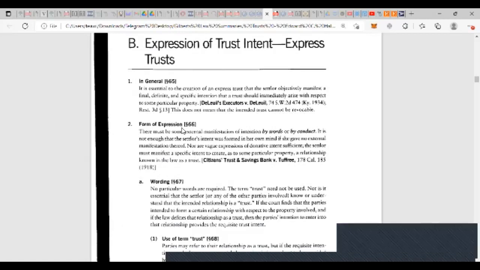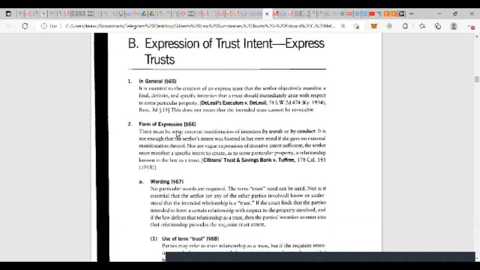Number 2, form of expression, Section 66. There must be some external manifestation of intention by words or by conduct. It is not enough that the settlor's intent was formed in her own mind if she gave no external manifestation thereof. So basically meaning write the vision and make it plain. Nor are vague expressions of donative intent sufficient. The settlor must manifest a specific intent to create, as to some particular property, a relationship known in the law as a trust. Citizens Trust and Savings Bank versus Tuffrey, 1918.